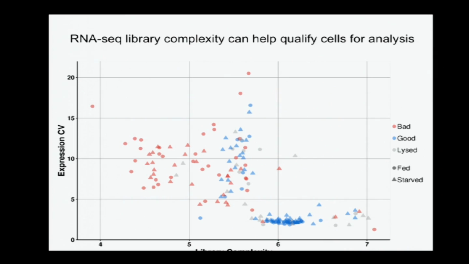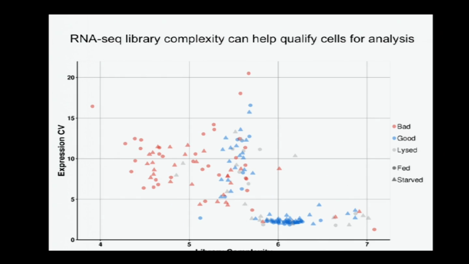And finally, I'll thank Mike for the next 2 slides. I wanted to point out that quality metrics for RNA-seq data for single cells are very important, and we talked about library complexity earlier in the term. And here you can see that as library complexity increases, the expression coefficient of variation, which is the standard deviation over the mean, comes down as you get sufficient library complexity.